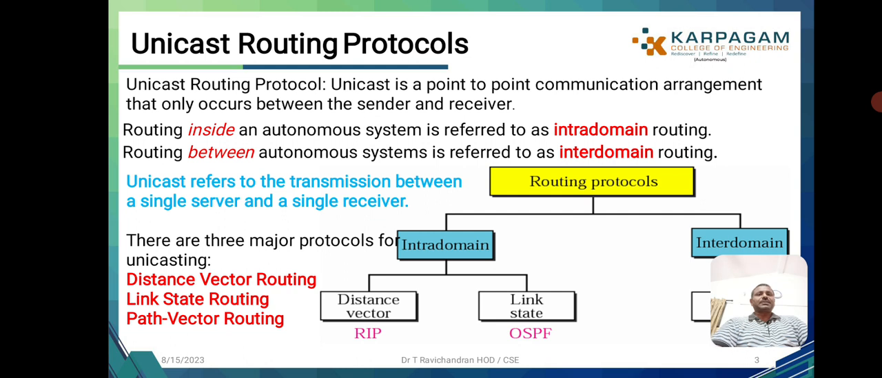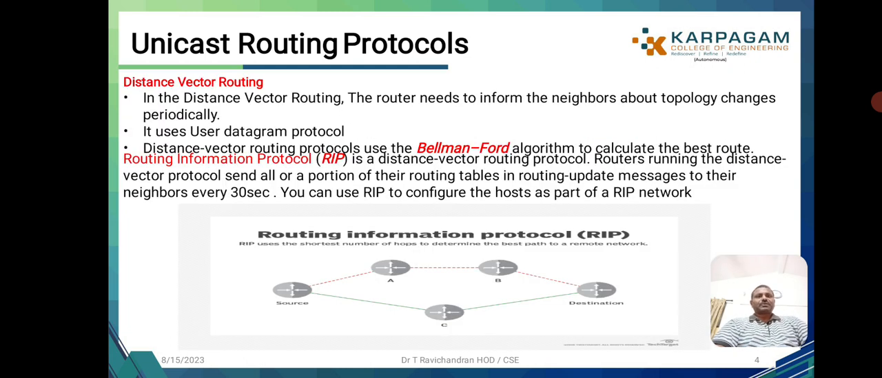There are three major protocols for unicasting: distance vector routing, link state routing, and path vector routing. The routing protocols are of two types, intra-domain and inter-domain. Intra-domain uses distance vector routing, the Routing Information Protocol, and link state routing, OSPF. Inter-domain routing uses the Border Gateway Protocol.